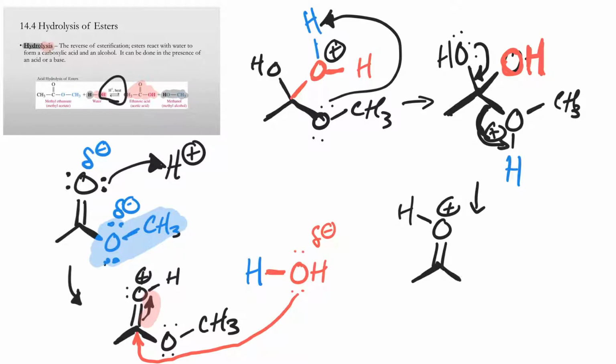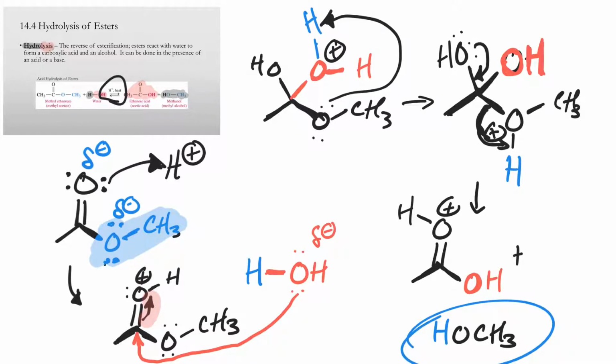and you get this right here, and methanol. Okay, and then once you take it out of the acidic solution, the proton there can leave, and you get acetic acid and methanol. So this is how the acid hydrolysis of esters works.